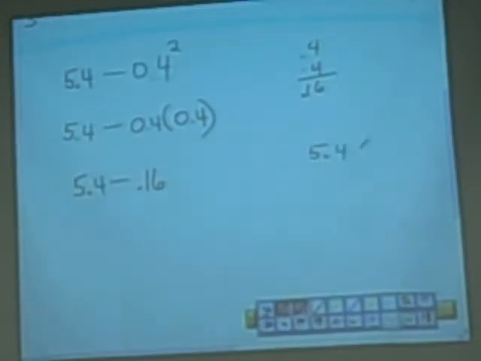So, go back to doing it vertically. 5.4, and what do we have to do with decimals when we're subtracting? Line up the decimal points. Really easy to mess this up.